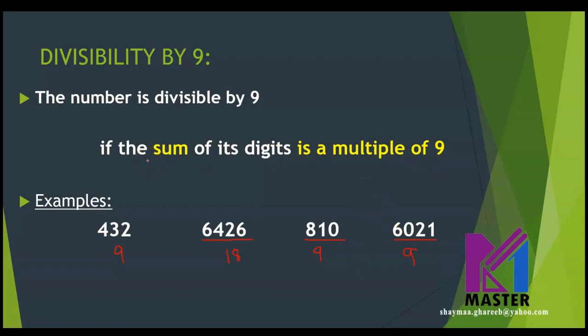So we are going to find the total or the sum of all the digits in the number. And if this sum is a multiple of 9, could be 9 or 18 or 27, any multiple of 9, then this number will be divisible by 9 or a multiple of 9. Let's see divisibility by 6.